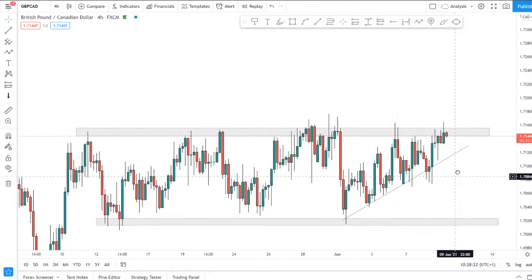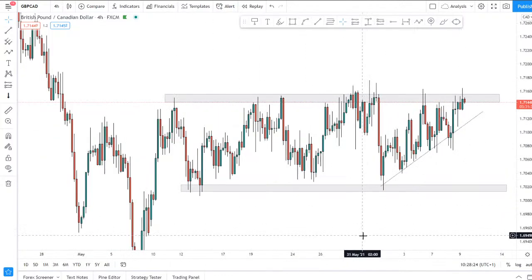But yeah, not looking to get involved. GBPCAD, the price action is not really much to my liking.